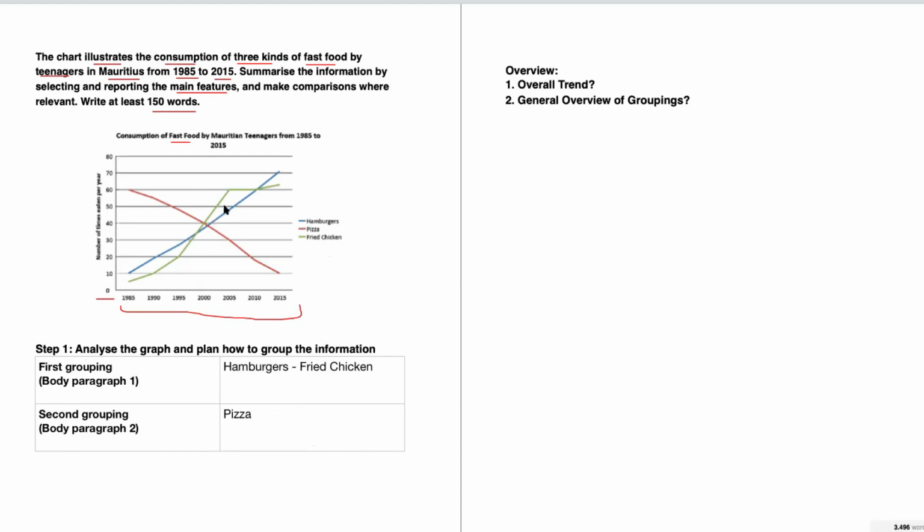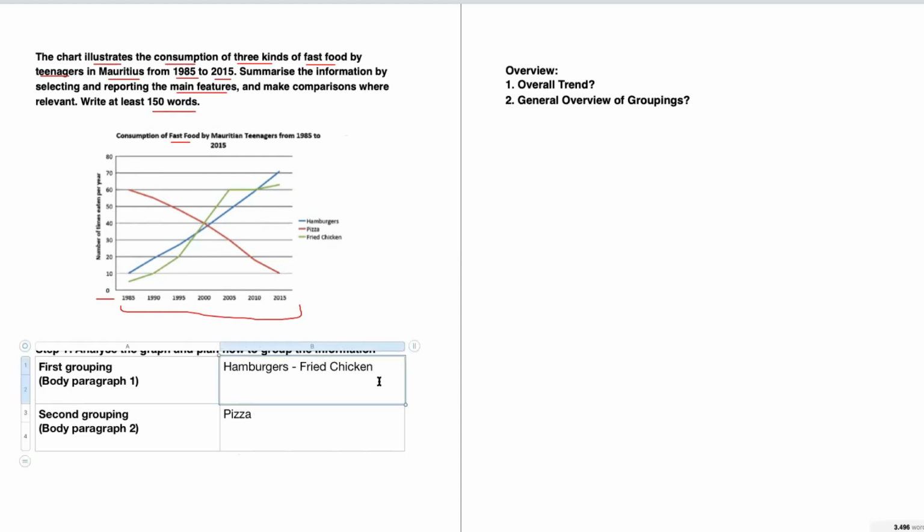That's because hamburgers and fried chicken increase. So you see that they increased from 1985 to 2015. Their consumption increased. And pizza is the lone wolf, we can say, because it's the only one that decreased with time. So this is a very clear grouping. A lot of times students would say it's difficult to put 3 lines into 2 groupings, but I can assure you that if you are able to find the differences in the trends, it will be much easier to do so. So this is quite straightforward.